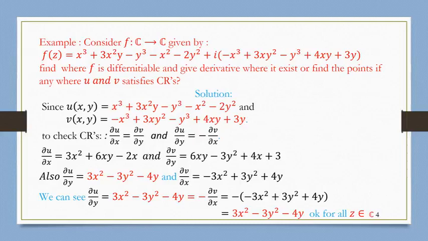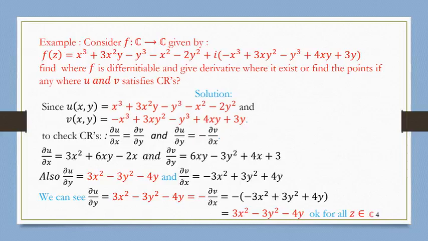So this is the first condition, ∂u/∂x is equal to ∂v/∂y. So for ∂u/∂x, we have here x³, so the derivative of this is 3x². The second term is 3x²y, so the derivative of this is 6xy. For the other term, −y³, this term is not dependent on x, so the derivative is equal to 0. For −x², the derivative of this term is −2x, and for −2y², this is not dependent on x, so the derivative is equal to 0. So we get ∂u/∂x equal to 3x² + 6xy − 2x.